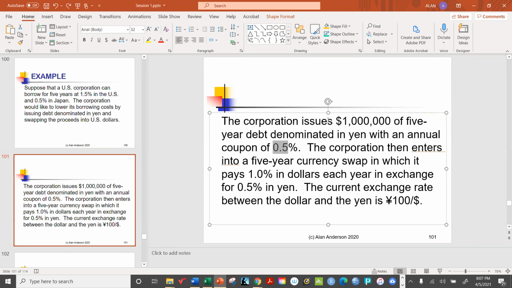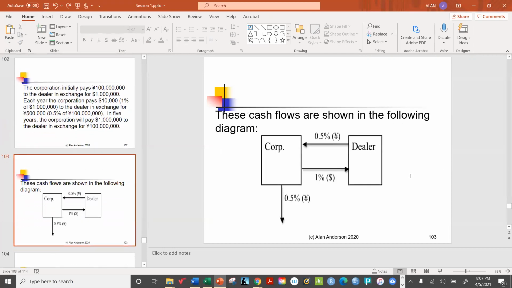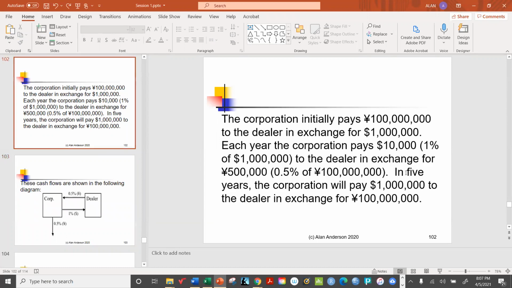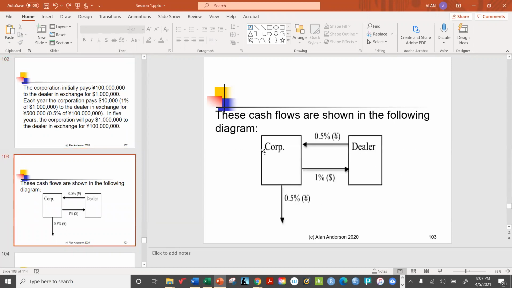Then, based on the same notional principal, we enter into a swap with the dealer in which we're going to pay 1% in dollars to the dealer, and they will in turn pay us 0.5% in yen. All right, well, let's see how that looks with our diagram. Yeah, this will do it. So in other words, we're paying 0.5% on our loan. We're receiving 0.5% from the dealer, and we're paying 1% to the dealer. So the net borrowing cost is not 0.5% in yen, but 1% in dollars.